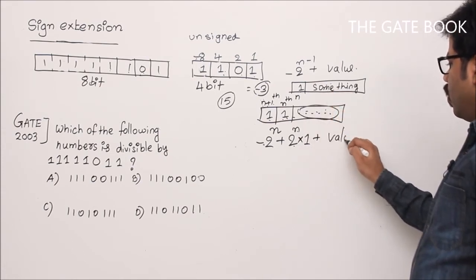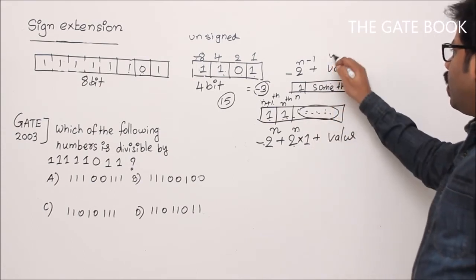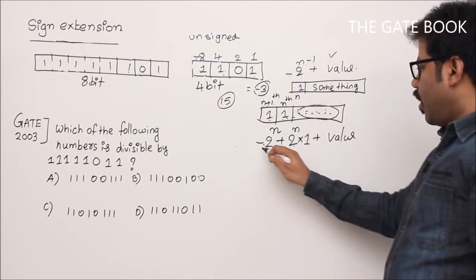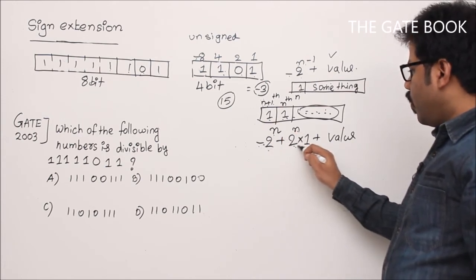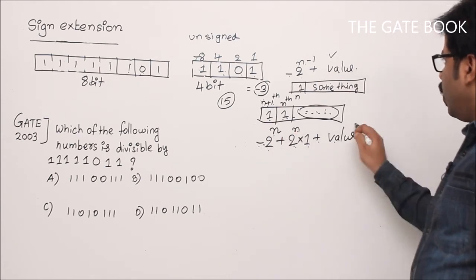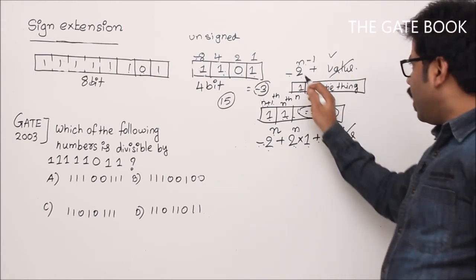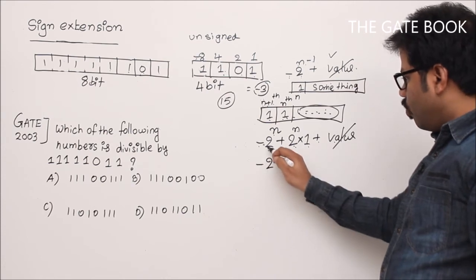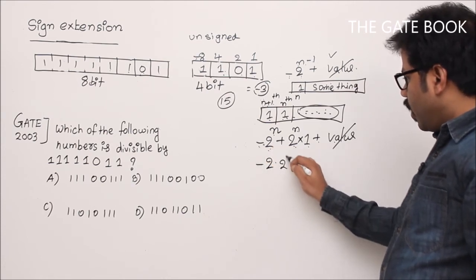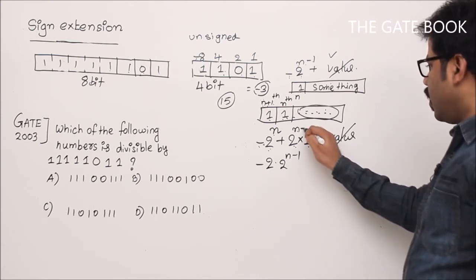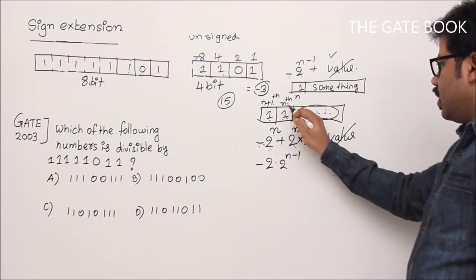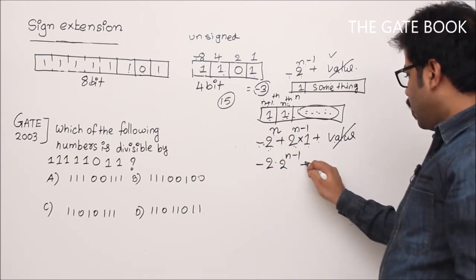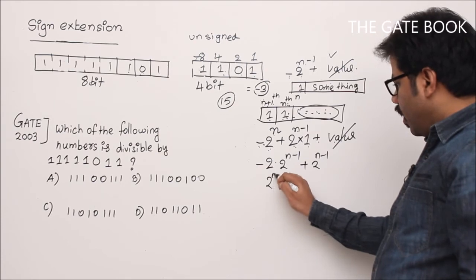Now let's compare this value and this value. It is minus 2 power n minus 1 plus value. Here it is minus 2 power n plus 2 power n into 1 plus value. So value will be the same, cancelled. Let's simplify it. Can I write minus 2 power n as minus 2 into 2 power n minus 1? Yes. And this is actually n minus 1, because this is the nth bit, so the weightage will be 2 power n minus 1. So minus 2 into 2 power n minus 1 plus 2 power n minus 1.